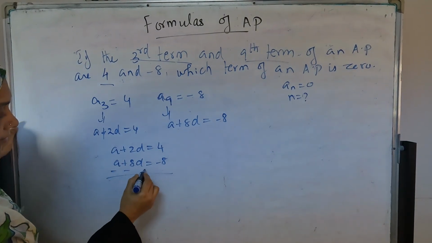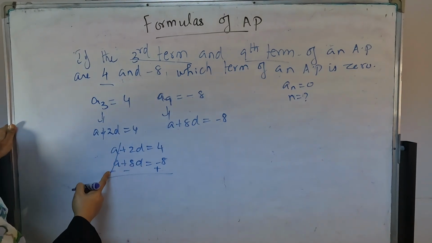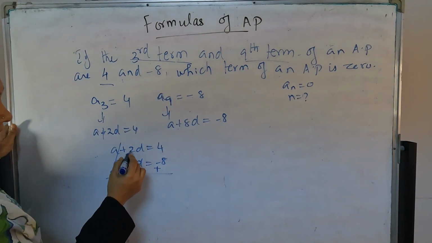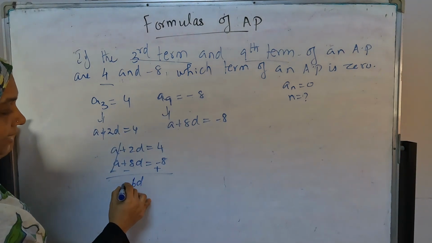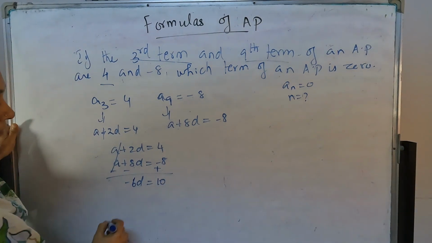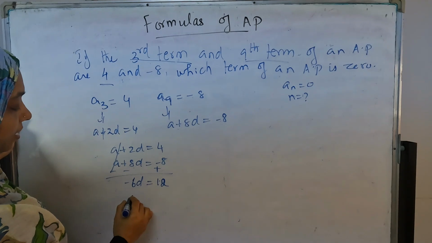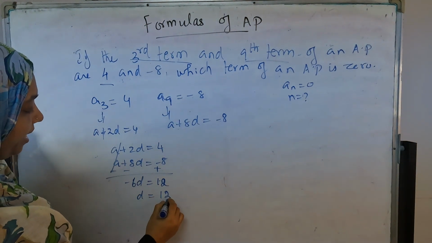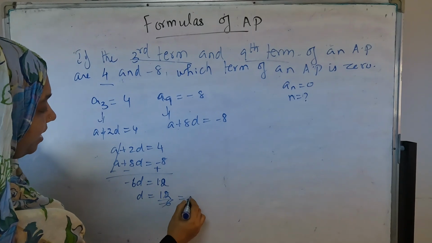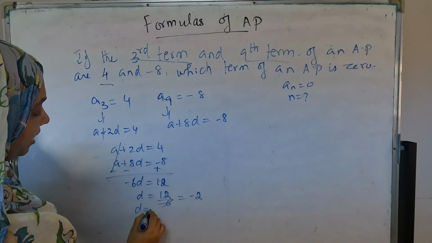Now change the signs. Plus A minus A, it's cancelled. So minus 8 plus 4 is minus 12... sorry, 8 plus 4 is 12. So minus 6D equals 12, so D is 12 by minus 6. It is minus 2. D is minus 2.